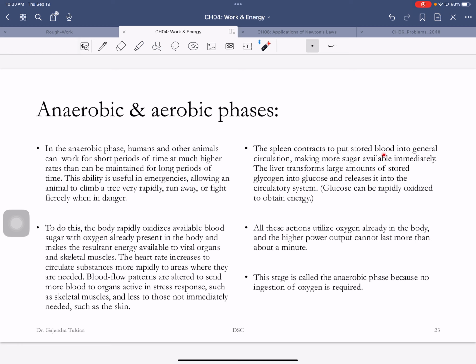The spleen contracts to put stored blood into general circulation. The spleen stores blood, so that'll also supply the extra blood, which has oxygen and glucose content. The liver transforms large amounts of stored glycogen into glucose. All these things are happening in under 1 minute. Why? So you can get away, run away from that lion.